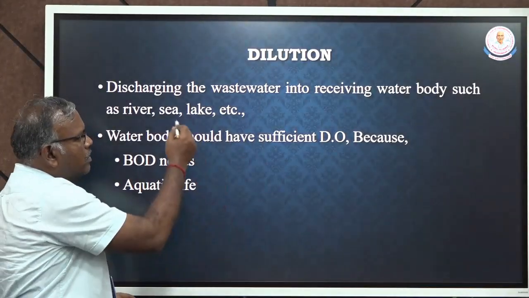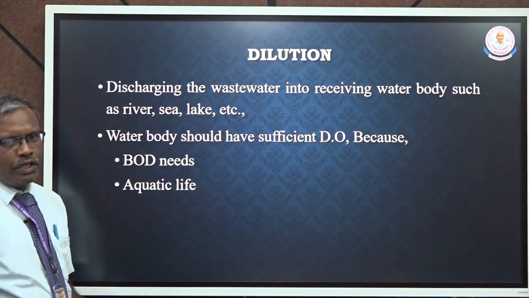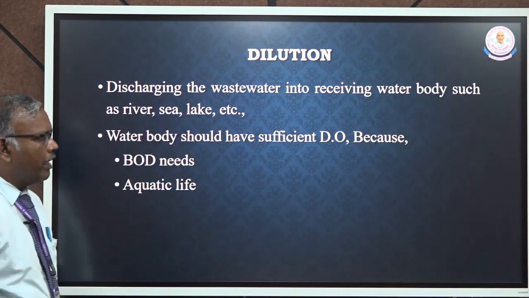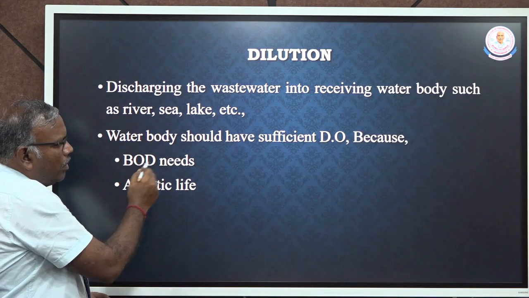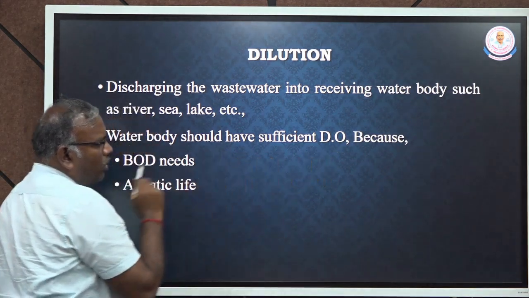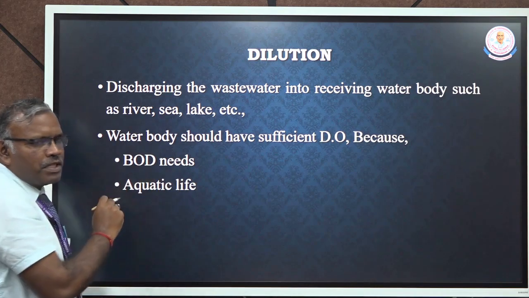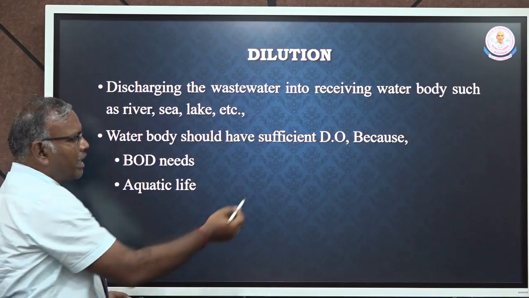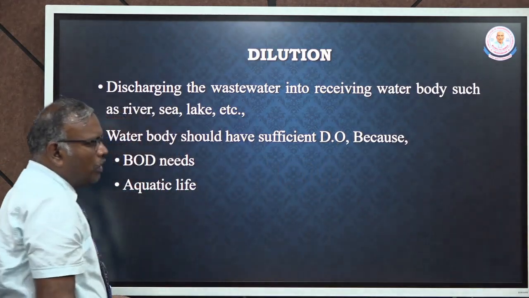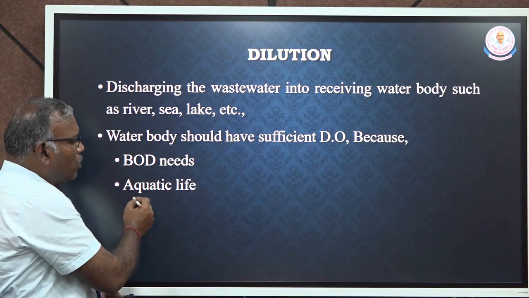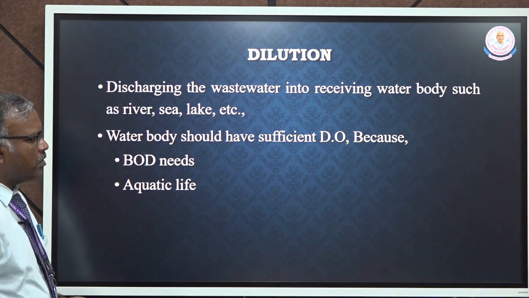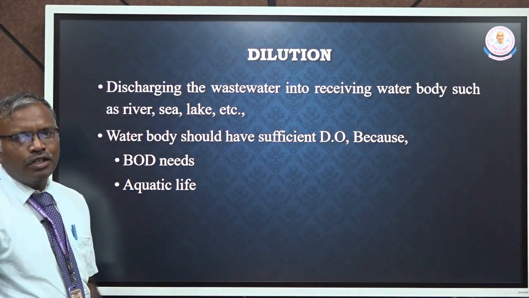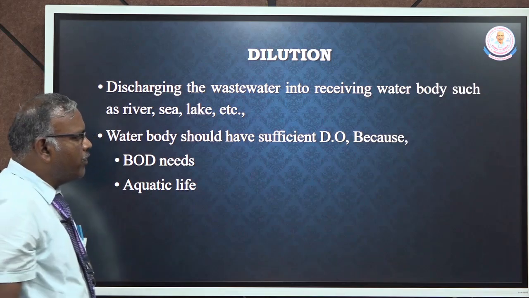Dilution is the discharging of waste water into a receiving water body, either a river, sea or lake. The condition is that it should contain sufficient oxygen to reduce the organic substance, that is the BOD. The biodegradable organic substance needs to be degraded, which requires oxygen for bacteria to degrade it. And in order to safeguard the aquatic lives, a minimum dissolved oxygen level of 4 milligram per liter is required for their survival.